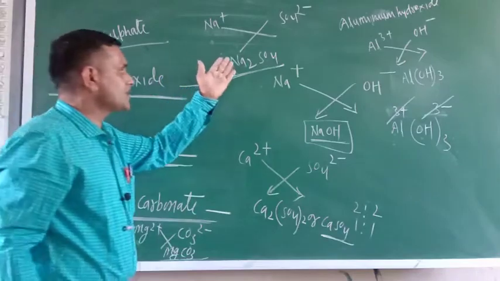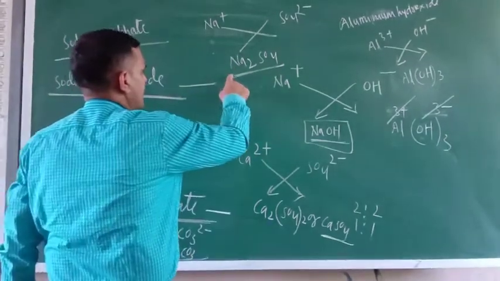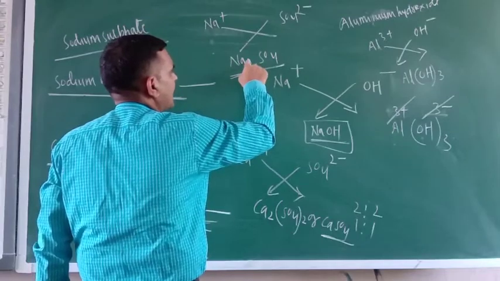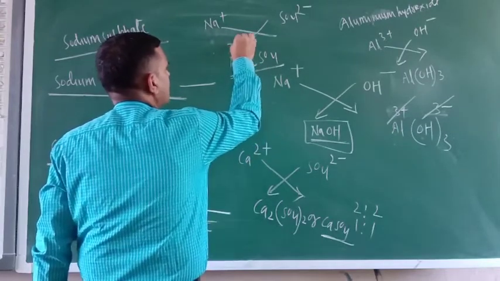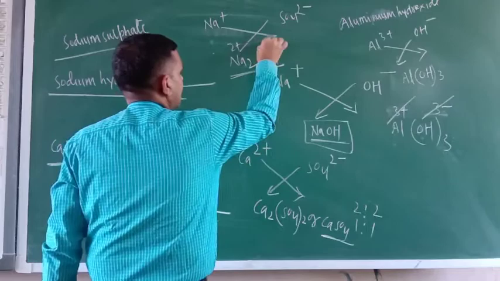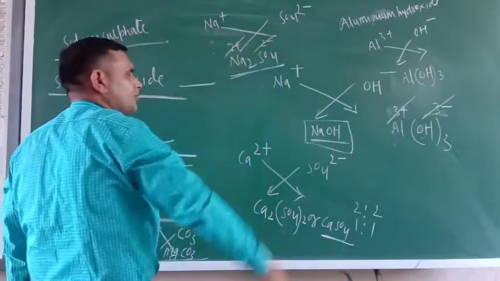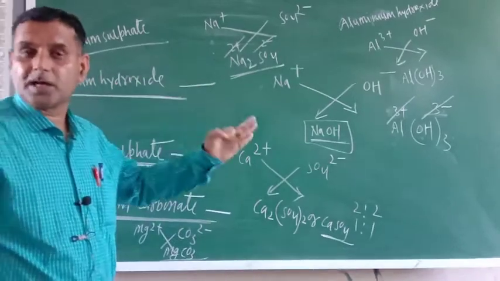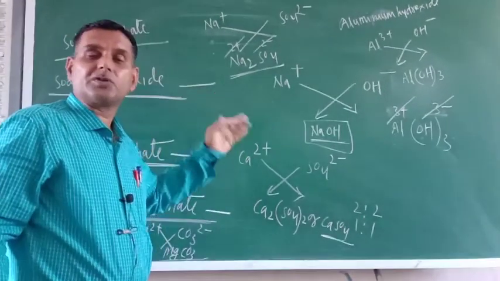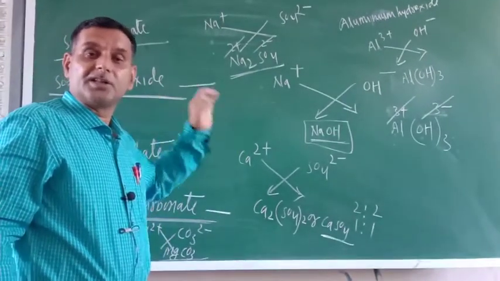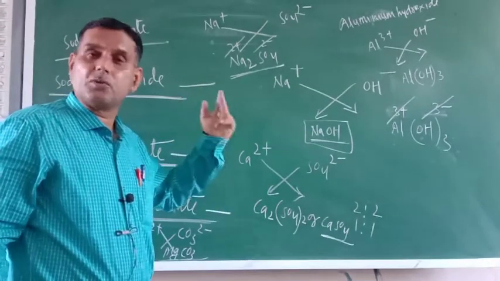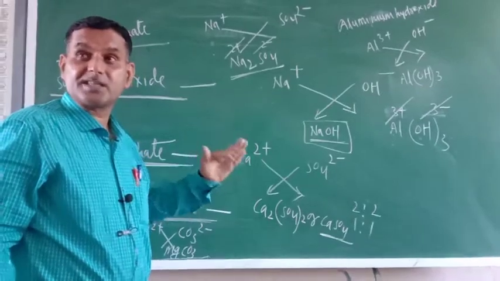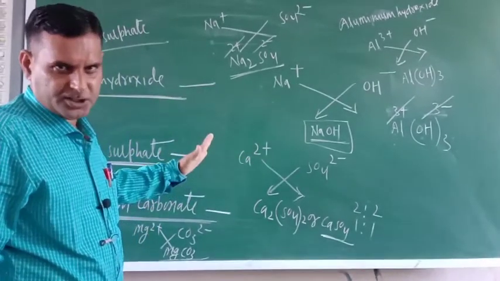Even in sodium sulfate, Na is single positive. So how many Na are there? 2. So here the total charge is 2 positive and sulfate is 2 negative. So 2 positive, 2 negative cancel out. This means in any ionic compound, the total magnitude of positive and negative charge should be equal. Then only it is correct. And this is the only reason why we are exchanging the charge, we are crossing the charge.